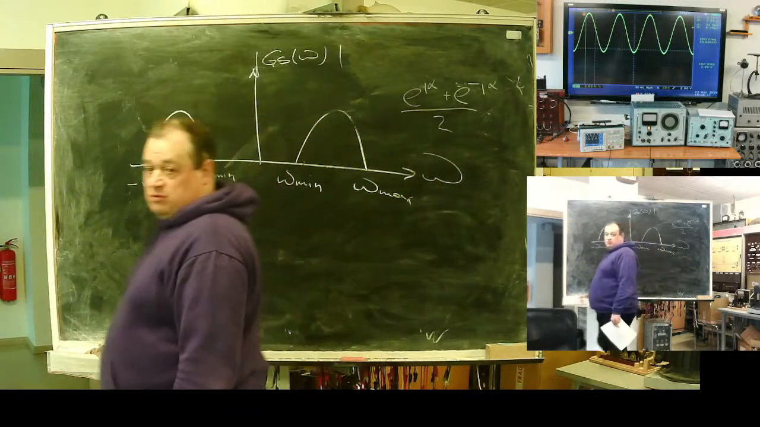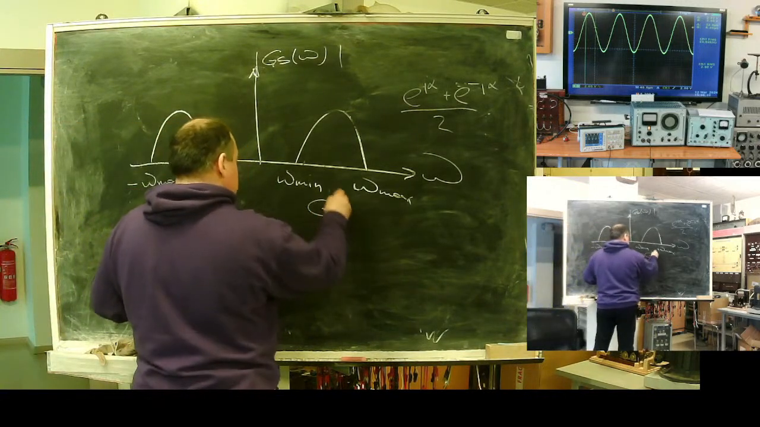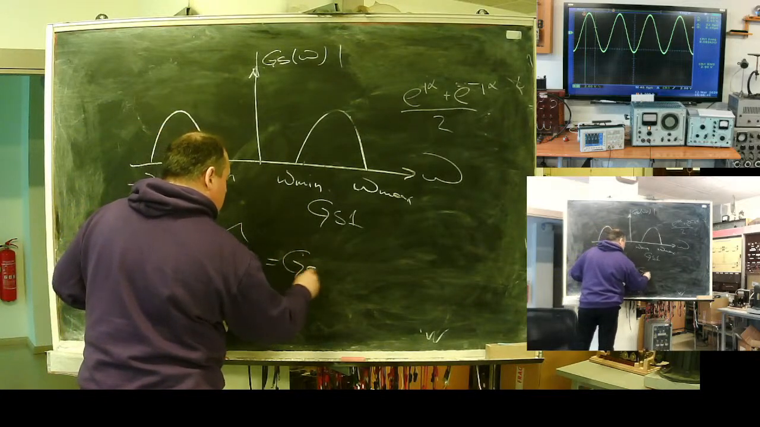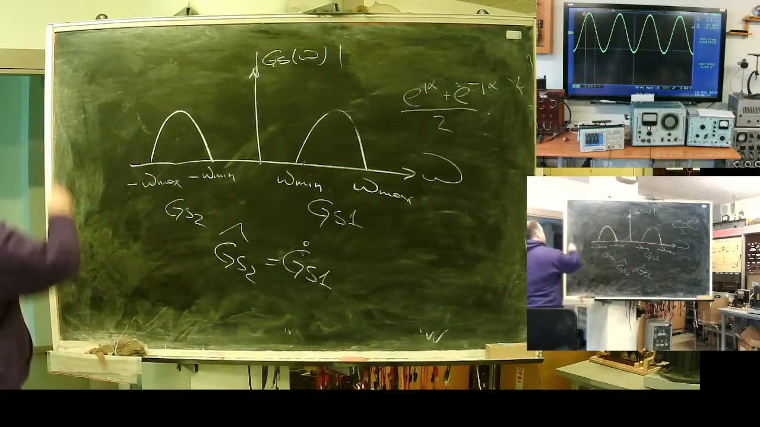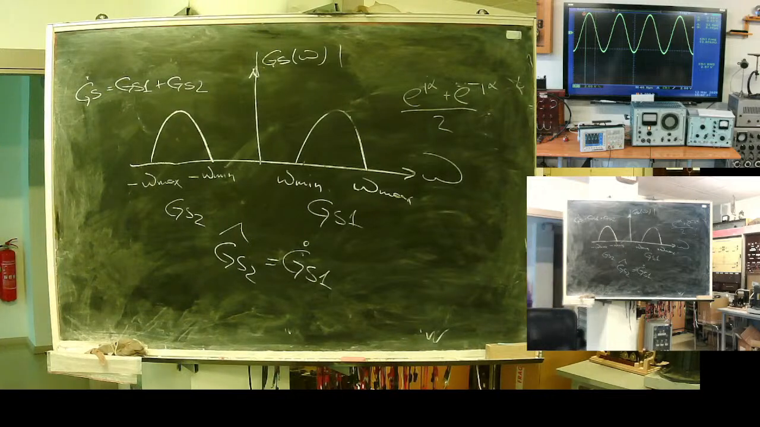I'm drawing the chart as a function of frequency. Here I have two areas. Let's say this is GS1 and this is GS2, where GS2 is a conjugation of GS1, and my signal spectral function is a sum. Is it clear? Who doesn't know what conjugation is? Who knows what conjugate means? What's the meaning of this symbol?